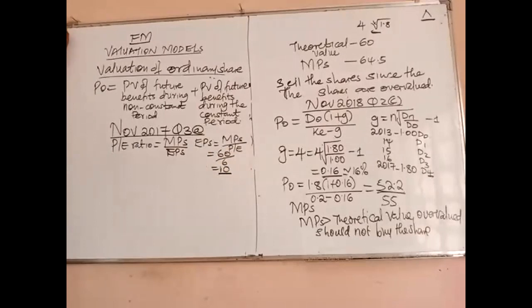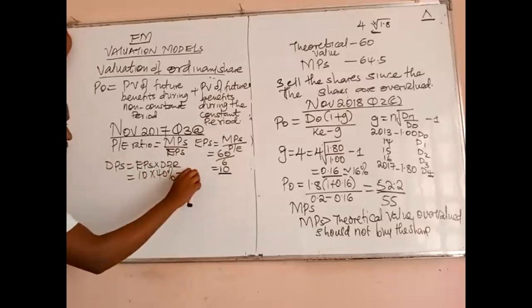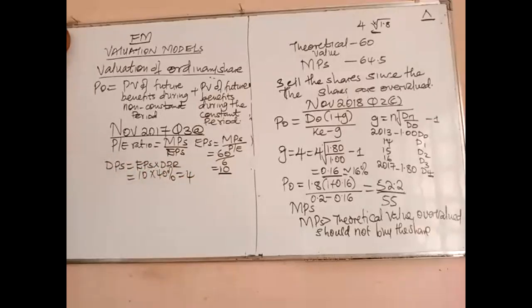And a dividend is out of the earnings. So to get the dividend per share, we take earning per share multiplied by the dividend payout ratio, right? Which in this case is how much? I will take 10, they are paying 40%, which in this case will be 4. So that's the dividend; in the first 3 years it will grow at what rate?